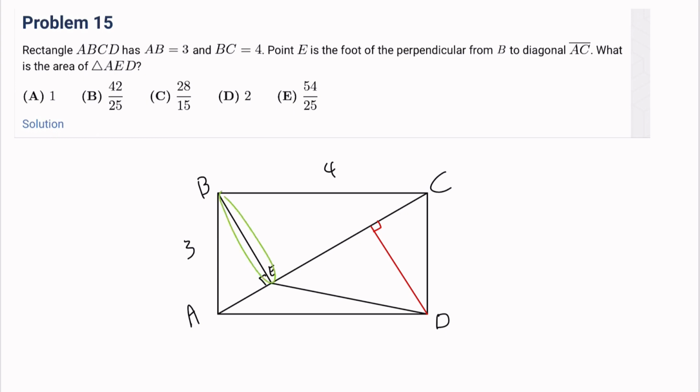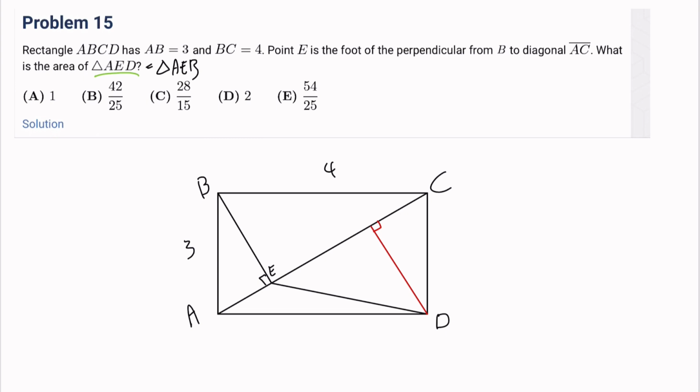And then you will see that BE and this length is exactly the same, right? And this is the height of AED if you look at AE as the base, right? And so if AE is the base, then this length will be the height, right? But then since this length equals this length, that means that the area of triangle AED is equal to the area of AEB, right? And so to get the area of AED, this equals the area of AEB.